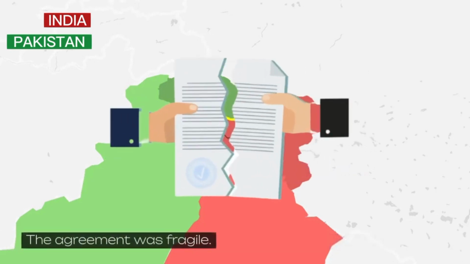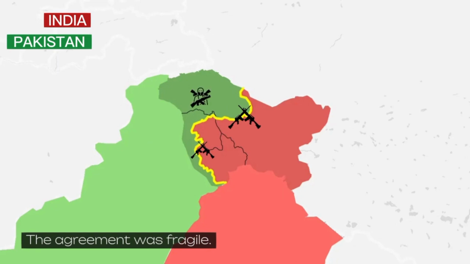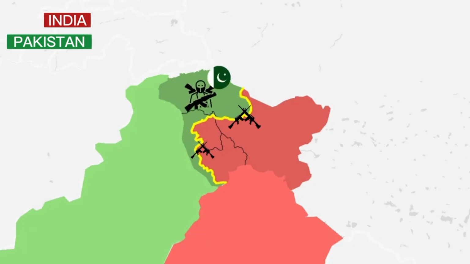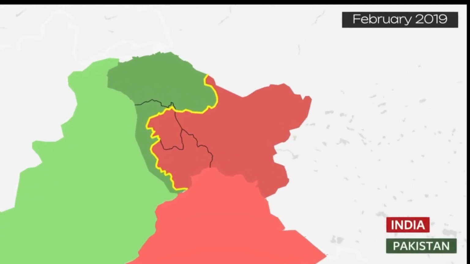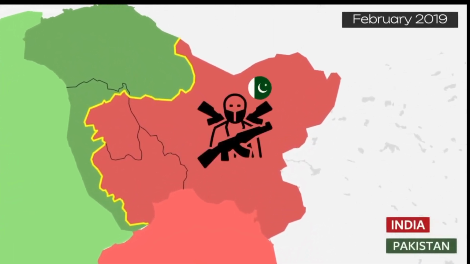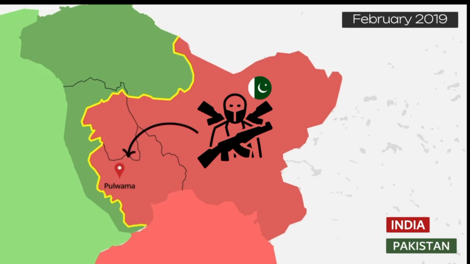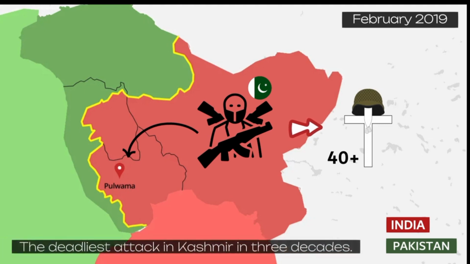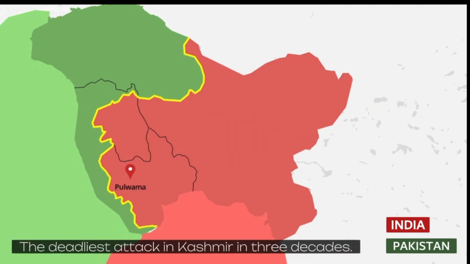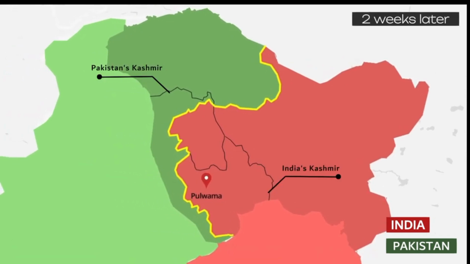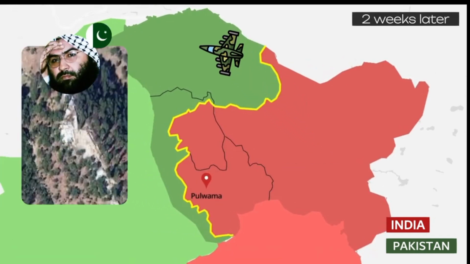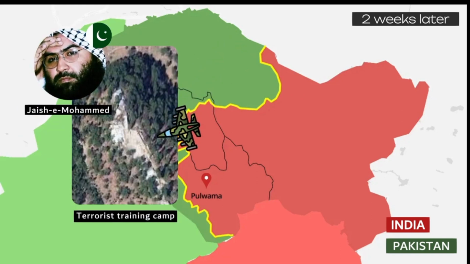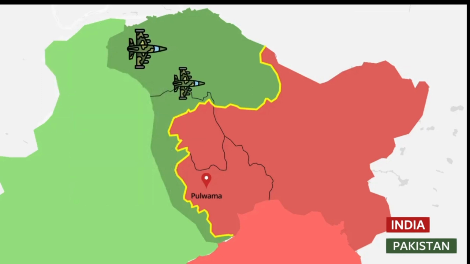However, the agreement was fragile, with violence continuing to break out in Kashmir and a rising threat of terrorist activity by Pakistan-based militant groups. In February 2019, a rebel attack was targeted on an Indian Army convoy in the Pulwama district of the Indian-administered Jammu and Kashmir, killing at least 40 soldiers. The attack was considered the deadliest attack in Kashmir in 3 decades. Two weeks later, India responded by conducting retaliatory airstrikes inside Pakistan, claiming to hit a terrorist training camp run by Jaish-e-Mohammed, the Pakistani militant group operating in Kashmir. The following day, Pakistan retaliated with airstrikes in Indian-administered Kashmir.